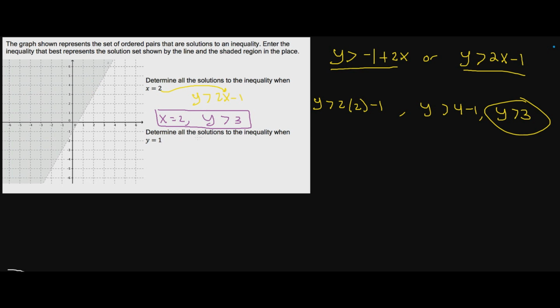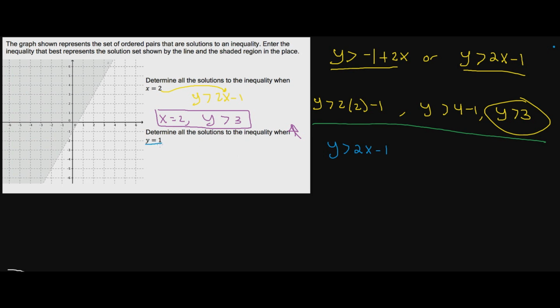Here, let's try to understand this. This is really the hard one right here, and this is why things become exceeding level, is we're going to try to understand this. Okay, my friends, let us begin. So here we go. We have our inequality, and I'll choose a new color, how about this nice blue? Okay, we have y is greater than 2x minus 1. So determine all the solutions to the inequality when y equals 1.